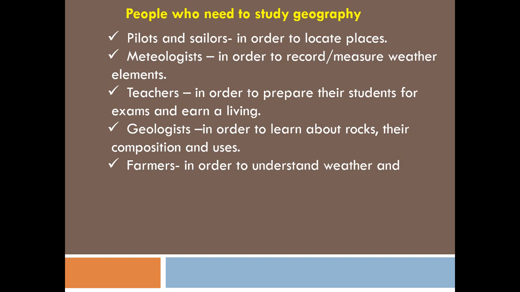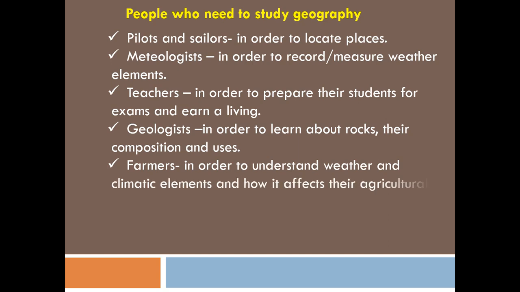There are rocks which are used for making tarmac. Not every rock is used for making tarmac. So those who identify the composition of the rocks, who study rocks, their composition and uses, we call them geologists. Then farmers. A farmer needs geography. Why?